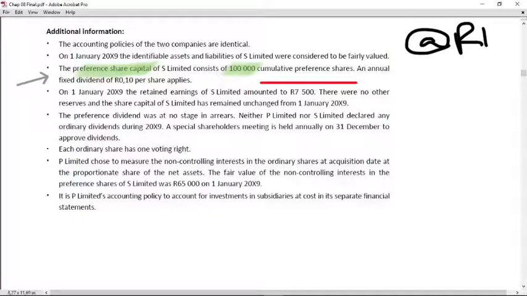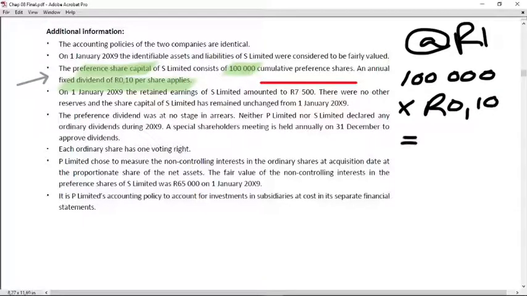It's important that you are able to determine the number of shares issued, as that is what you need to calculate your fixed annual dividend. In this example, it is 10 cents per share, so your fixed dividend is calculated as 100,000 shares, the number of shares, multiplied by the 10 cents per share. And that gives you the 10,000 Rand preference dividend, which you can also see on the trial balance.